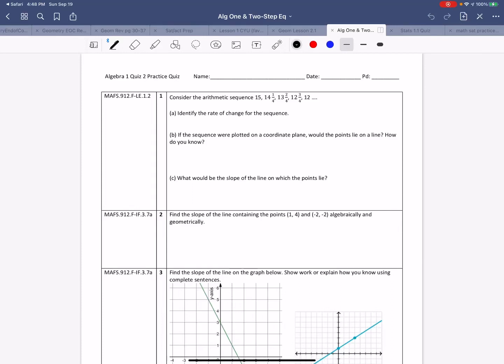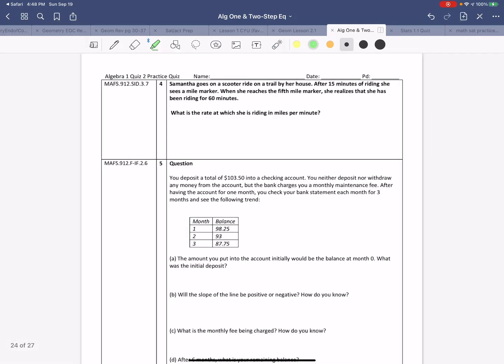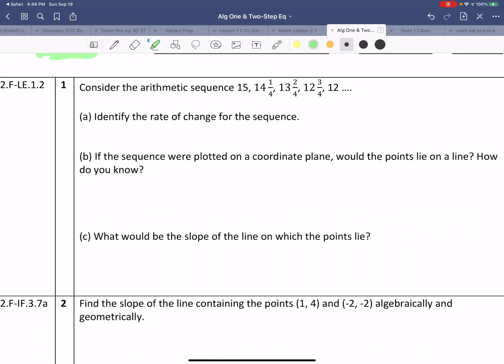Hey guys, we have a practice quiz, which means there's a little quiz that looks almost exactly like this next class. So let's dig in. It says, consider the arithmetic sequence 15, 14 and a quarter, 13 and 2/4, 12 and 3/4, and 12. Identify the rate of change.